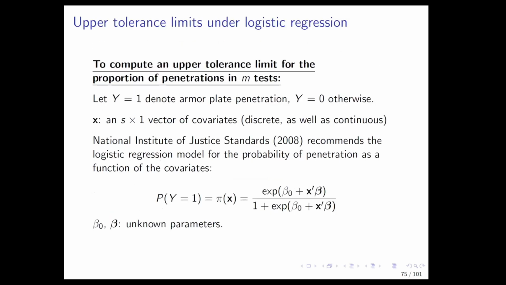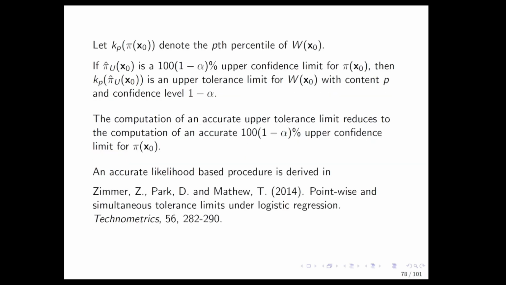Okay, let me go back. Here is the parameter for which I want an upper confidence limit at a fixed covariate vector x. So I'm not looking for an upper confidence limit for the unknown parameters in the logistic function. I want an upper confidence limit for the entire function itself. You can do that based on likelihood-based procedures and their modifications. And once you compute an upper confidence limit for pi(x_0), then you can get the required upper tolerance limit. And that's what we did.